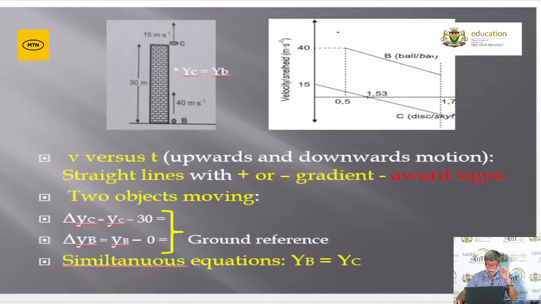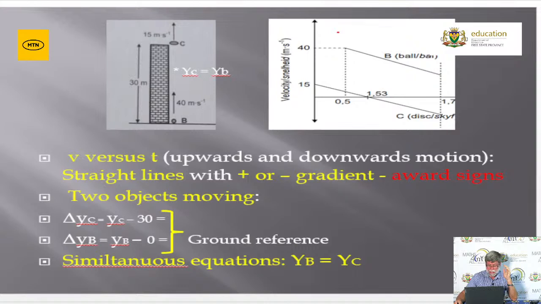Now, what must you get? You must make use of the formula for delta Y. And you must get a delta Y formula for C, and a delta Y formula for object B. Now, I haven't written the complete formula. You know it will be delta Y is equal to Vi delta t plus half g delta t squared. But the important part is here, the delta Y for C.